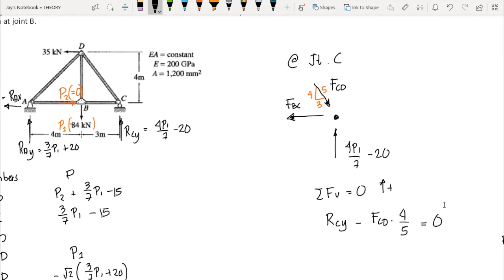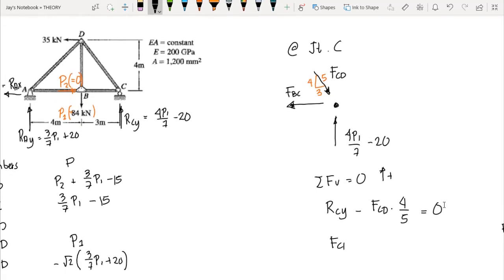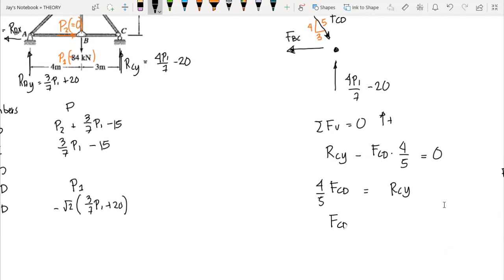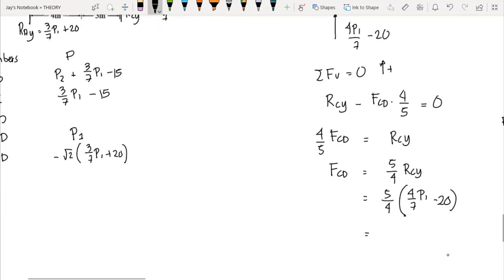And this equals to 0. Now, we have FCD times 4 over 5, and this equals to RCY. That means we have FCD is equal to 5 over 4 RCY. But we have the value of RCY, so 5 over 4 times 4 over 7 P1 minus 20. So we have 5 over 7 P1 minus 25. So this is the answer of our force at member CD.